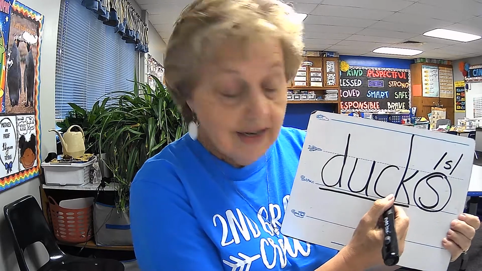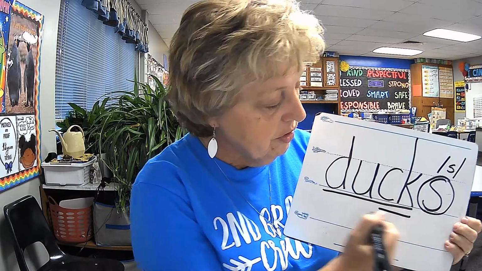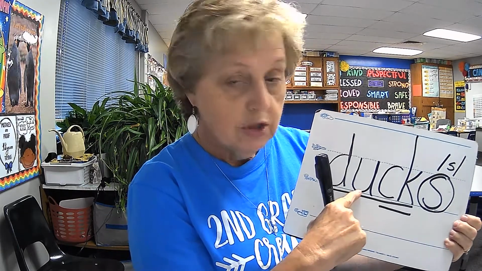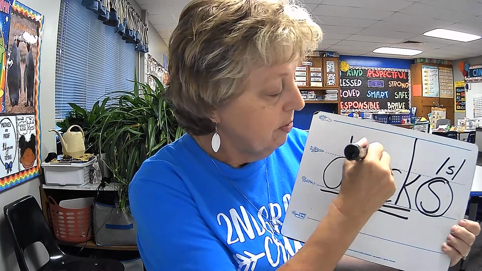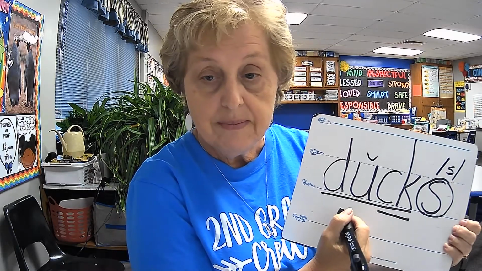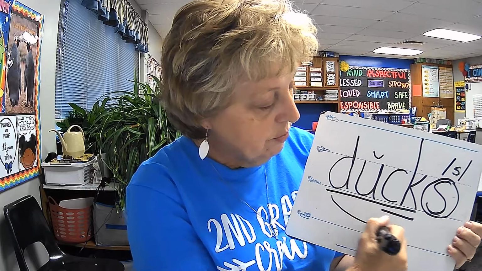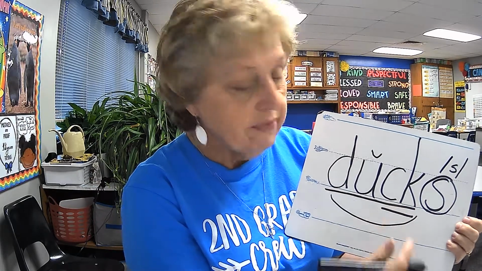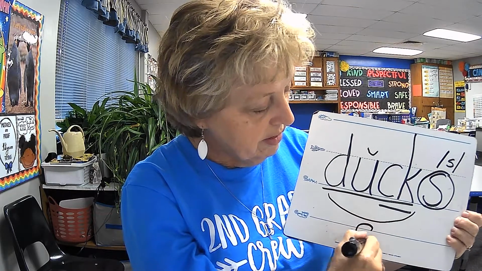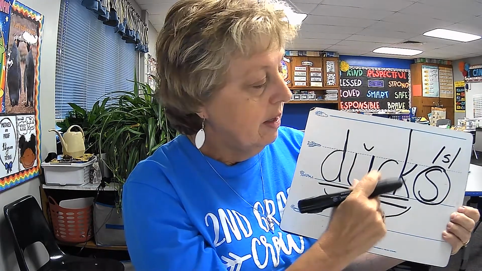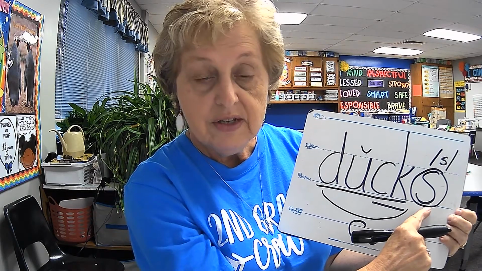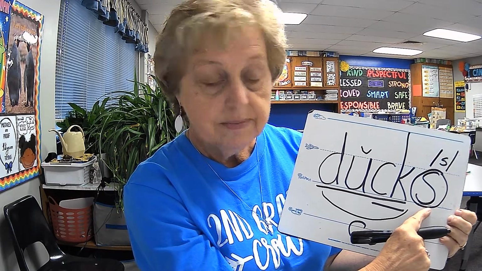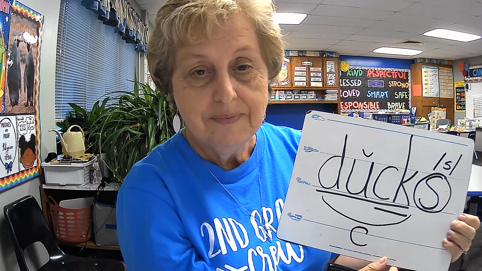CK is a digraph, so we still underline it. Short vowel, so you have to put a breve up above that one. And it's a one-syllable word with a short vowel sound. It ends with a consonant digraph, so it is closed. So you're going to put the C right there. And it also has a suffix on the end. Show your teacher. Erase.